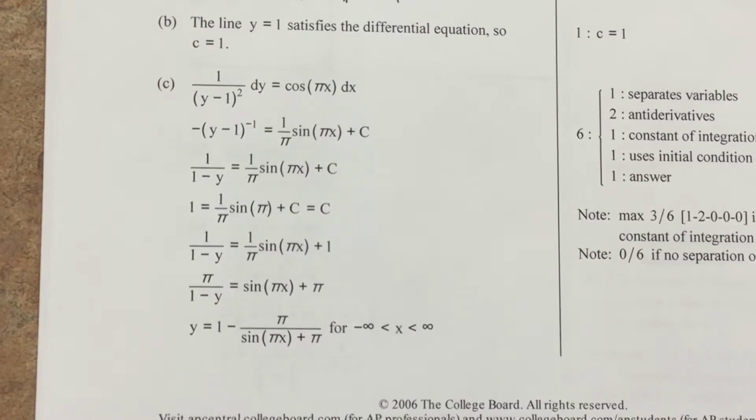So the antiderivatives are a little bit tricky with this one because they both technically have a nested function. Y minus 1 is a nested function, but because its derivative is just 1, you didn't have to do anything fancy with that. So the power pops up to -1.